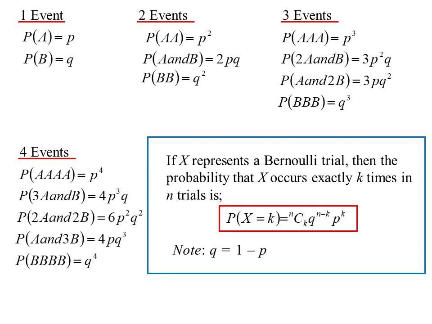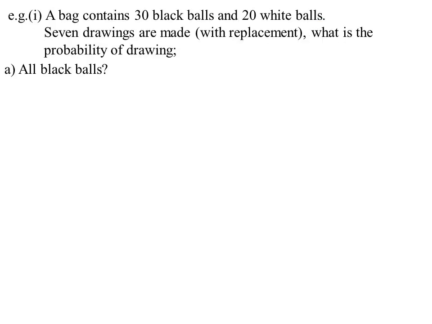Let's have a look at some examples. So in a bag we've got 30 black balls, 20 white balls. We're going to draw out 7. Now, the important thing with this is the probability has to be the same every single time. So it always has to be with replacement. If I don't put the balls back in, the probability will change. What's the probability of getting all black ones?